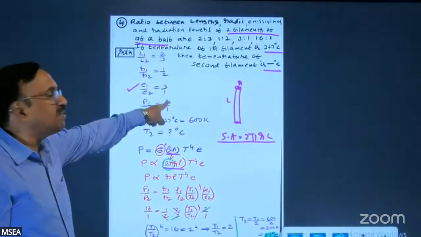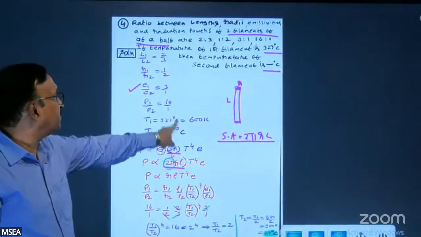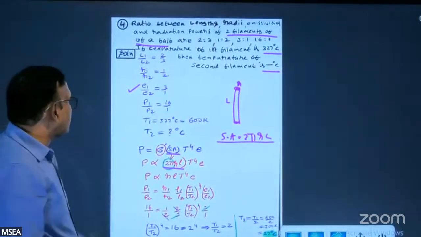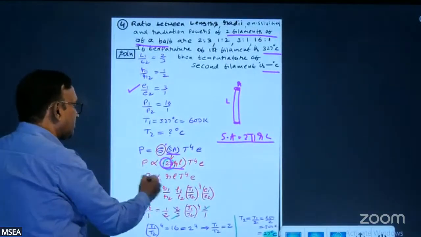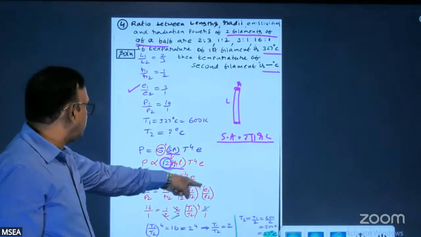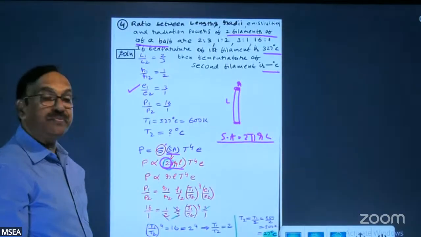So their emissivities are not the same. You have to catch that point there. The rest of the thing says, in this particular formula, 2 pi is a constant. P is proportional to R L T^4 E. Then you can just find out the ratio.